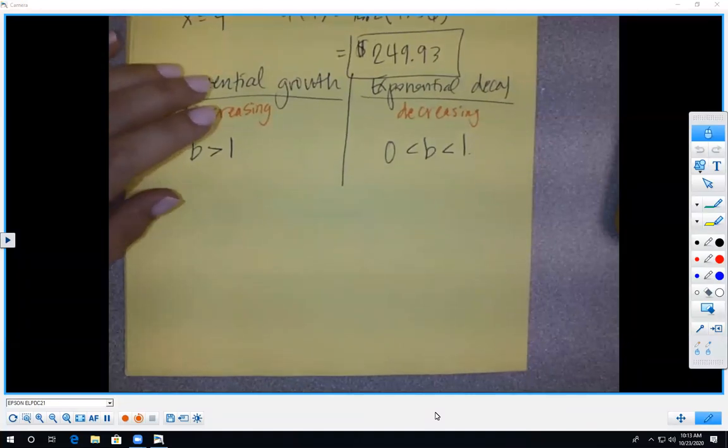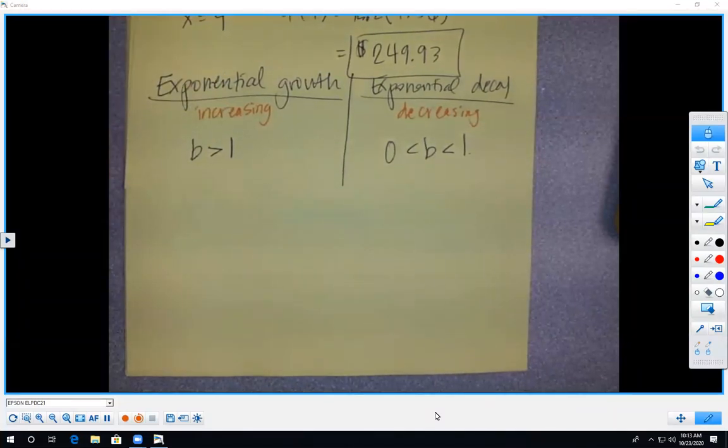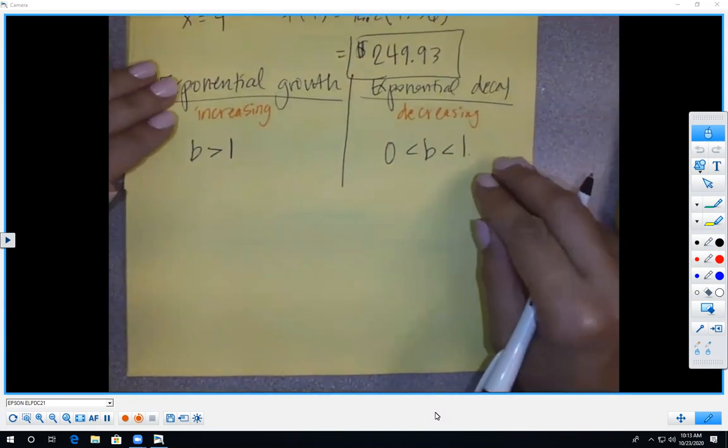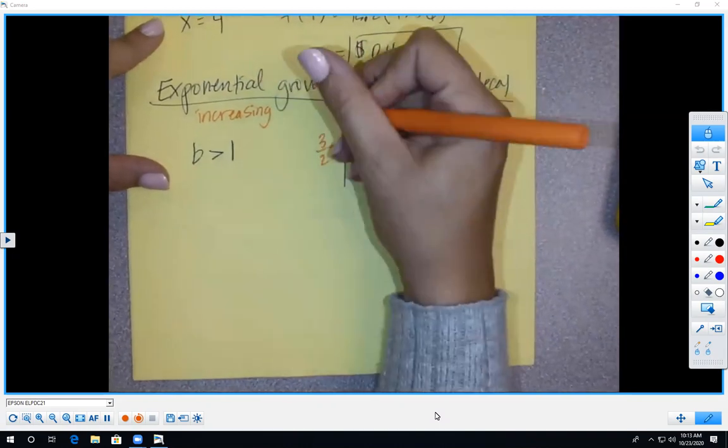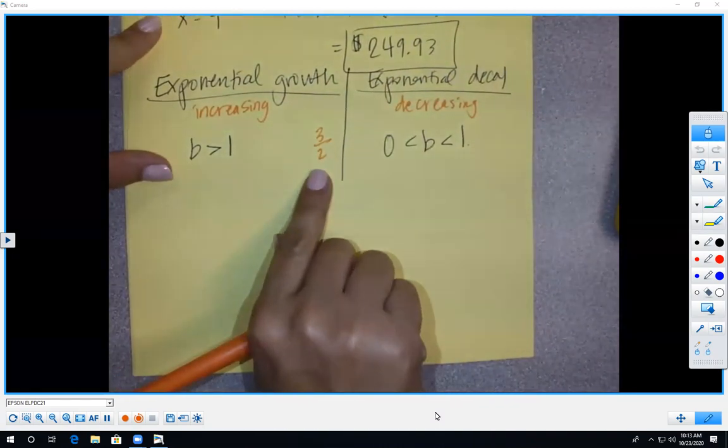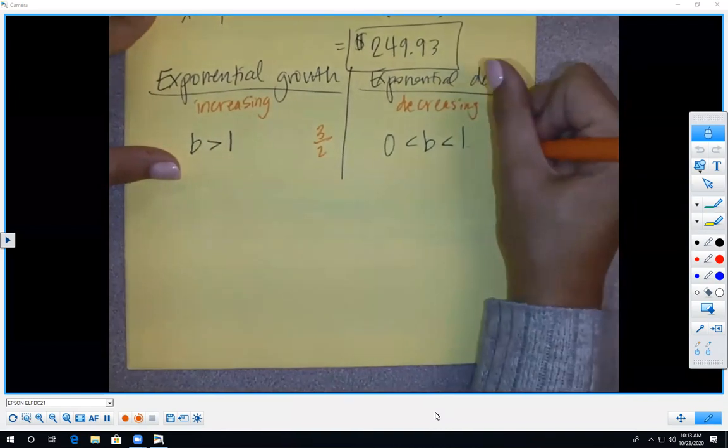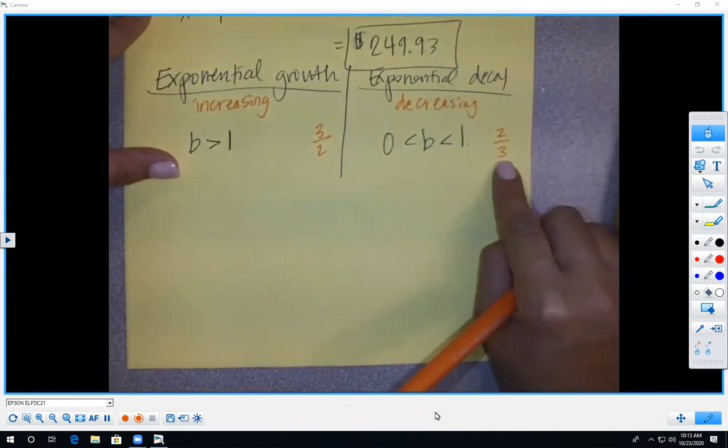Okay, so the idea of something being a decimal or a fraction could be a growth or decay. It just depends on what that fraction is. So if that fraction was 3/2, that's still exponential growth because that's a number bigger than 1. But if it was 2/3, that would be decay because that's a number in between 0 and 1.